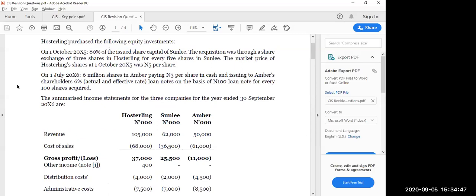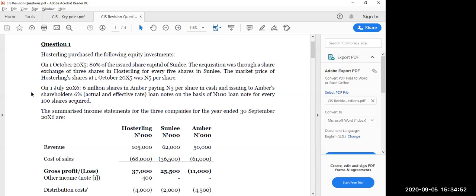And just in the third paragraph, it's there, they said it. That on 1st July 2006, 6 million shares in Amber, paying 3 naira per share in cash. So, one, they use cash to acquire Amber. If we read further, you see, and issuing Amber shareholders loan notes on the basis of 100 loan notes for every 100 shares acquired. So, the acquisition of Amber was a combination of cash and share, and a loan note rather. So we have to calculate these two considerations and add them together to get the total consideration transferred.